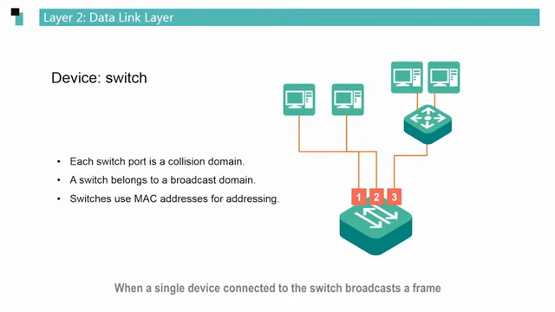When a single device connected to the switch broadcasts a frame, devices connected to any port on the switch can receive it. Switches facilitate these exchanges through the use of MAC addresses.